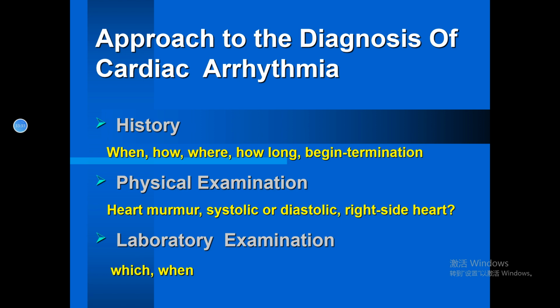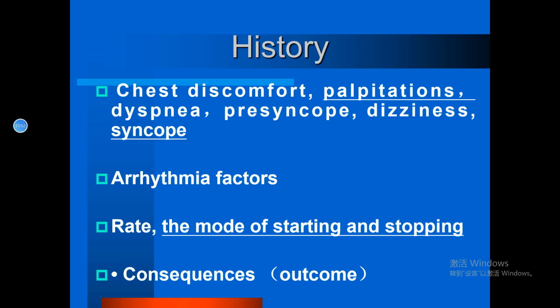And we must do some laboratory examinations for the patients. Which examinations? When should we do them? There is much information we should get before we diagnose an ECG. History, including chest discomfort, palpitation, dyspnea, dizziness, and even syncope. And we must note the heart rate history, and the mode of starting and the mode of termination of the arrhythmia is really important. And what is the consequence of the arrhythmia if it comes out?